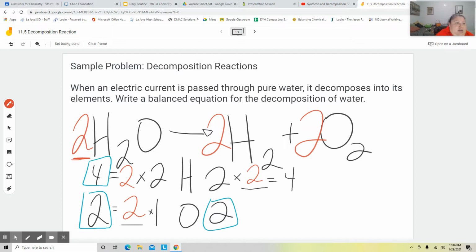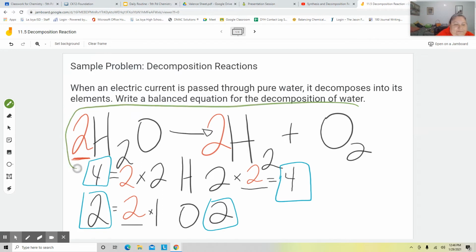For sure. I multiplied hydrogen by 2, so that coefficient needs to go in front of hydrogen. All right? Now, my numbers on both sides are good to go. And my final answer that I'm going to submit, or that we're going to submit, is right here. That is a balanced equation for the decomposition of water.